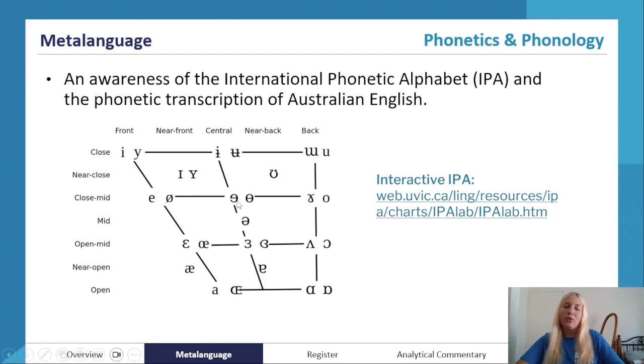You don't need to know all of them, but essentially the idea is if you choose to write about phonetics and phonology in an analytical commentary, you actually should be aware of some of the symbols to be able to draw them in your essay to illustrate what sound is being created that you're analyzing, okay? So you actually need the symbols. Maybe you're drawing a syllable to illustrate how something sounds that you're trying to analyze.